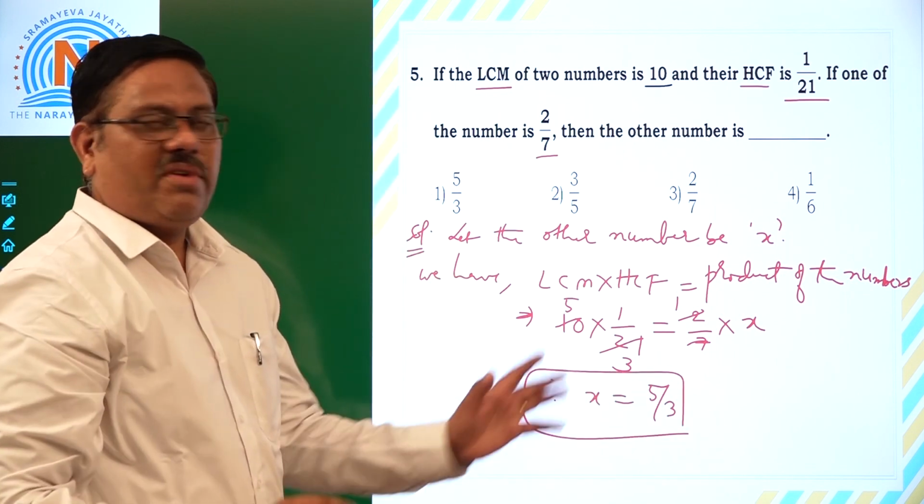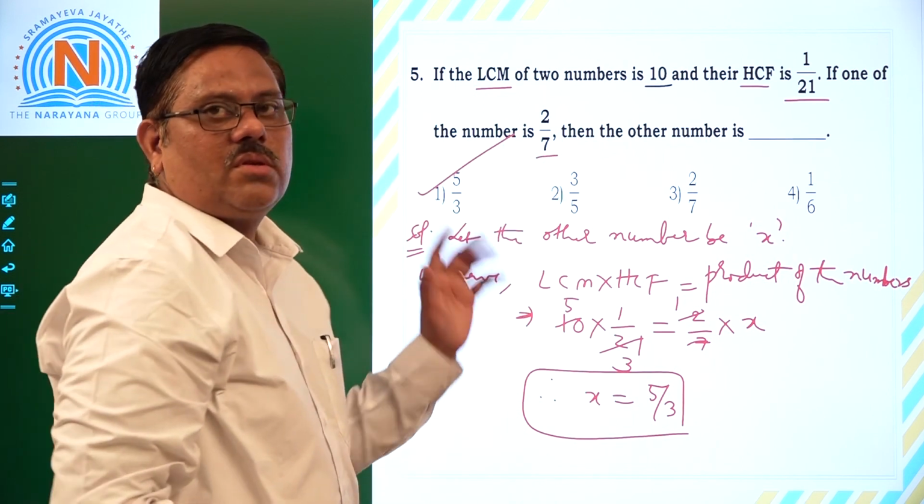So the other number is how much? 5 by 3. 5 by 3 is nothing but the first option. So that is the right answer.